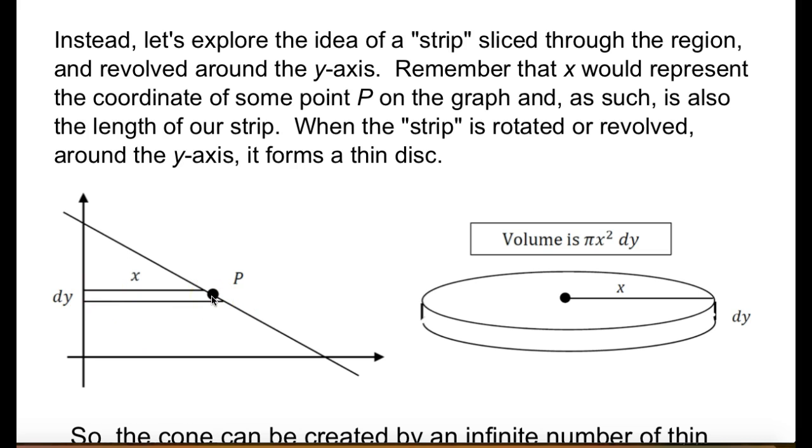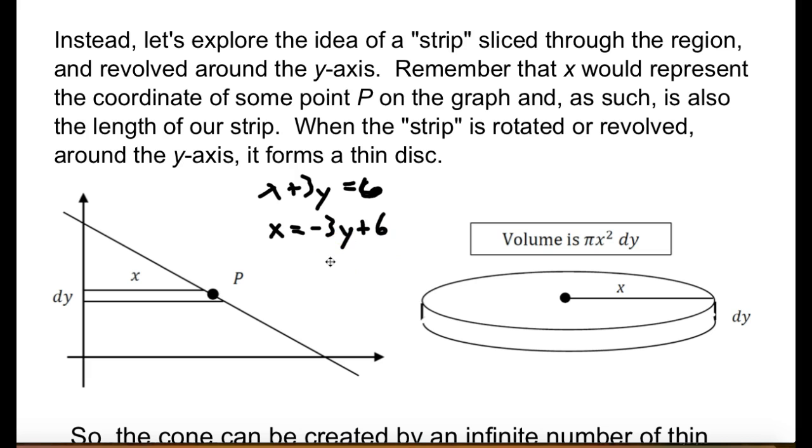Now, this line is x plus 3y equals 6, right? So if I solve this for x, I just get x equals negative 3y plus 6. So this distance, the distance from the line to the y-axis, is negative 3y plus 6.